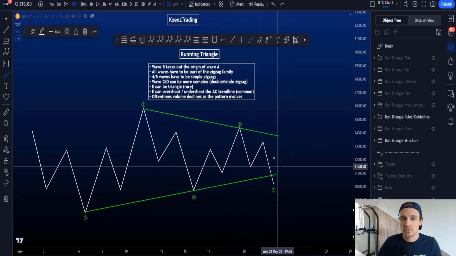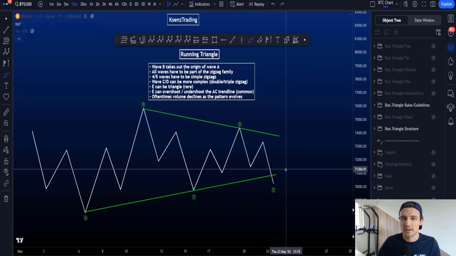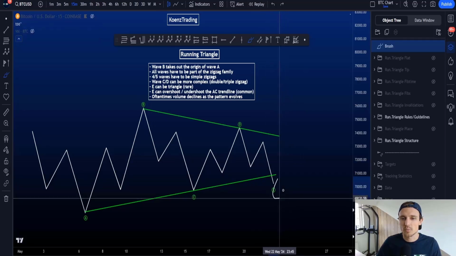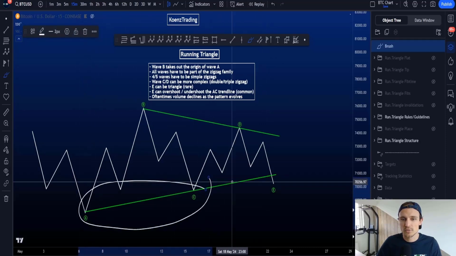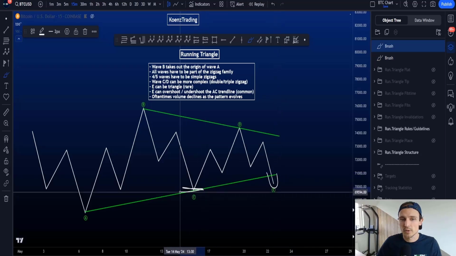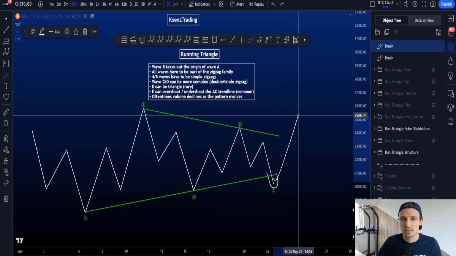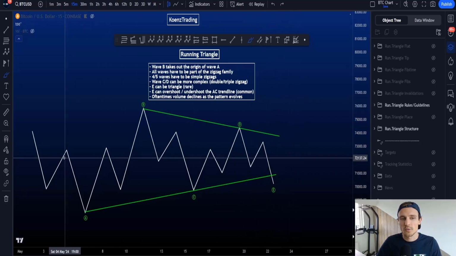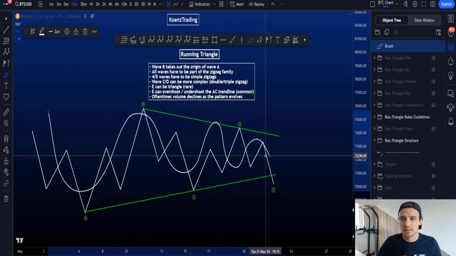Wave E in a triangle can also be a triangle by itself, but that is very rare. What is common, however, is that wave E overshoots or undershoots the AC trend line, as you can see, creating a little bit of a fake out, not moving below the low of wave C, as that is an invalidation, and after that you want to see a continuation. Oftentimes in a triangle, the volume will decline as the pattern evolves.